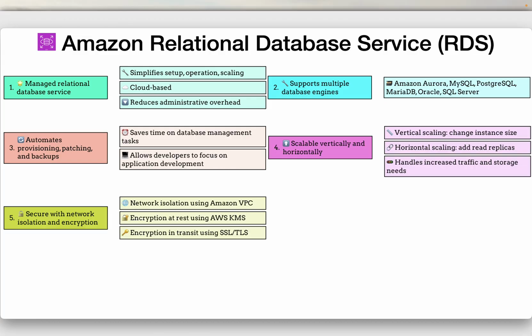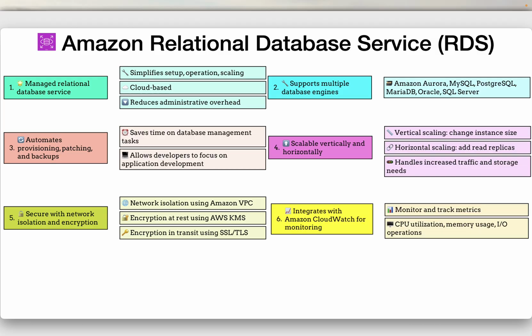Fifth, secure with network isolation and encryption. RDS provides security features such as network isolation using Amazon VPC, encryption at rest using AWS KMS, and encryption in transit using SSL TLS. Sixth, integration with Amazon CloudWatch for monitoring.